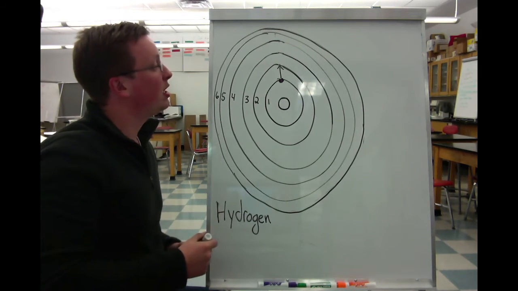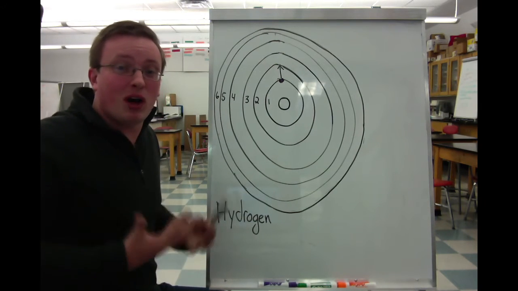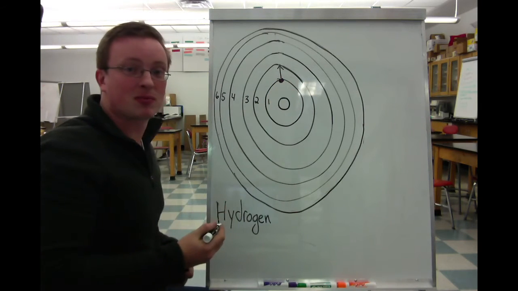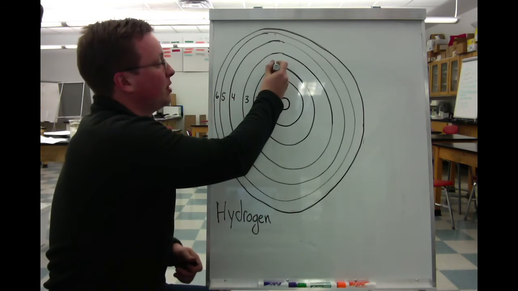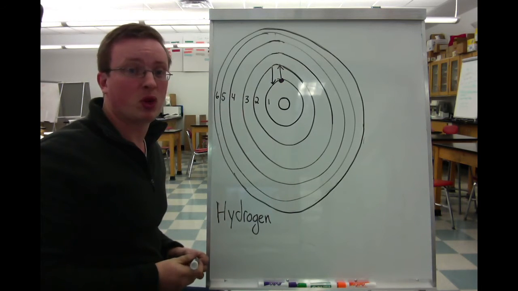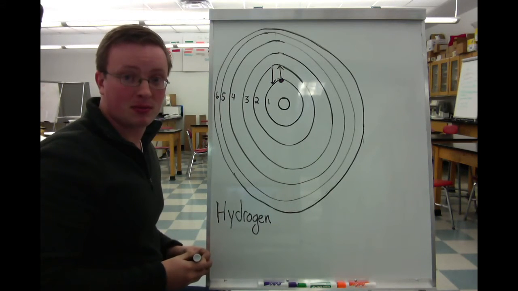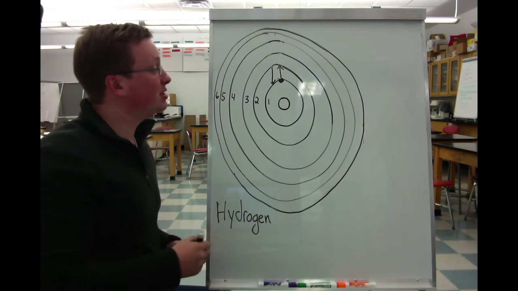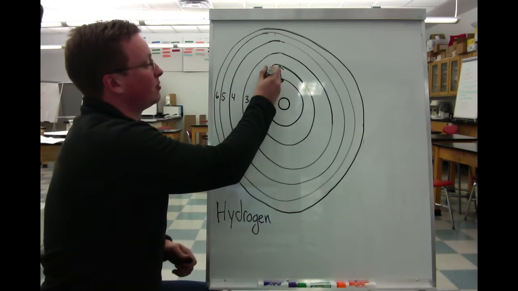However, that electron doesn't want to be on that second energy level. It likes being close to the nucleus. Therefore, that electron is going to drop back down to that first energy level. When it does, that energy needs to go somewhere. It releases it as light.